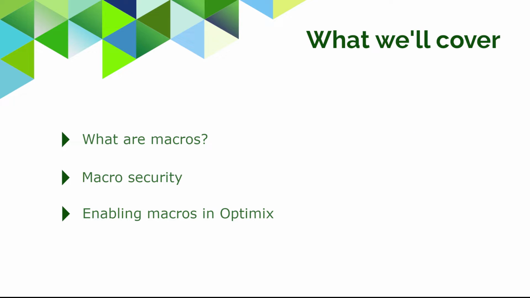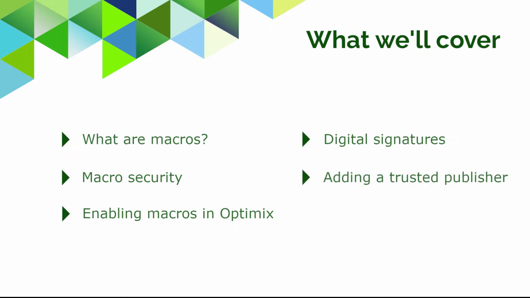Then we'll take a look at digital signatures, what they are, what they do, and how they relate to Optimix. And in the final section, I'll talk about what trusted publishers are in terms of macro security, and I'll show you how to add Beacon as a trusted publisher on your computer. Okay, let's get underway.